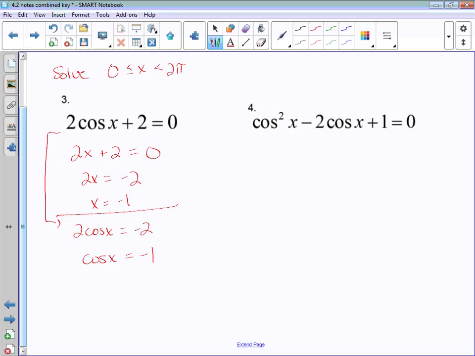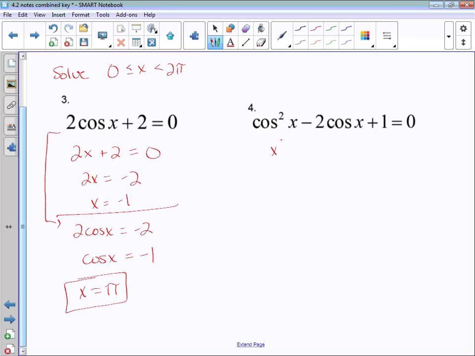Okay. So why did we get rid of the cosine? I was showing you algebraically what this is. Like, you know how to solve this, right? Okay, it's the same thing, just with a cosine. You see it? So for number 4, I'm going to have you try this first.